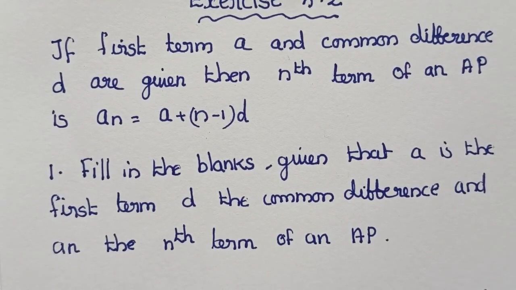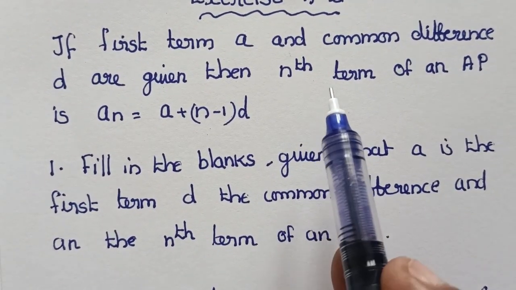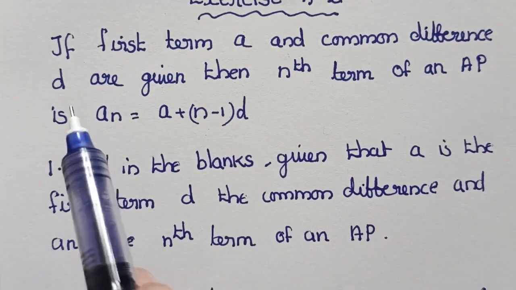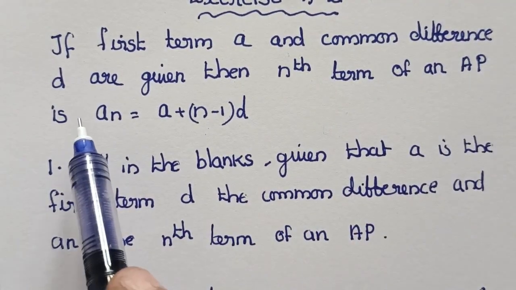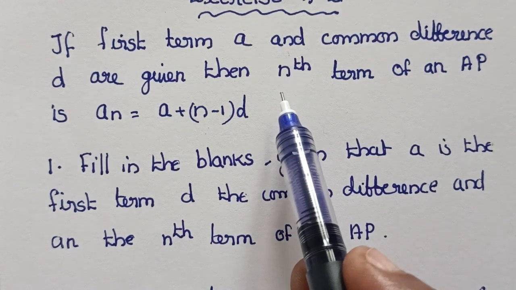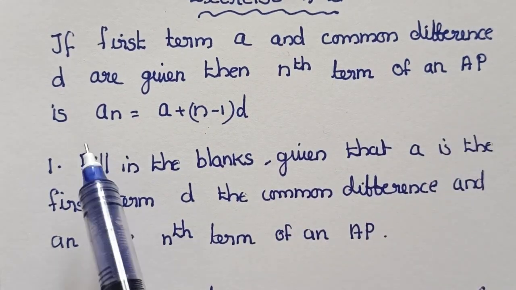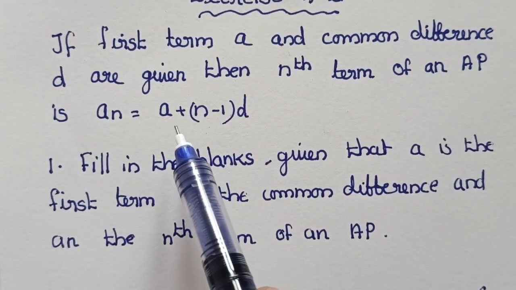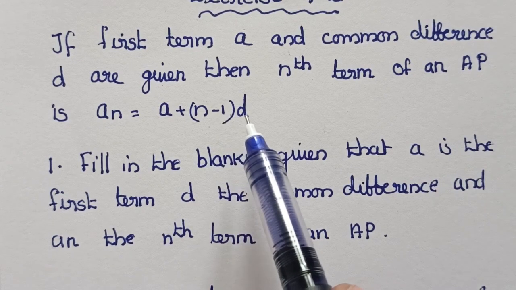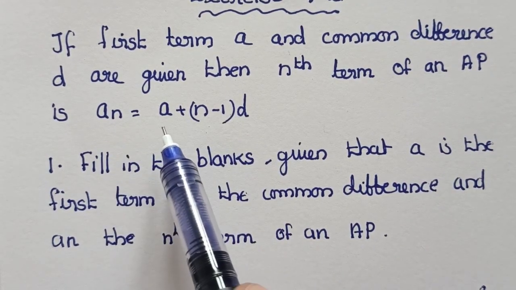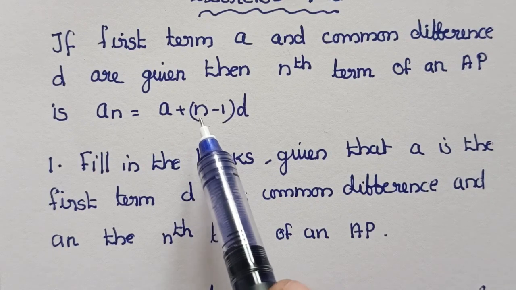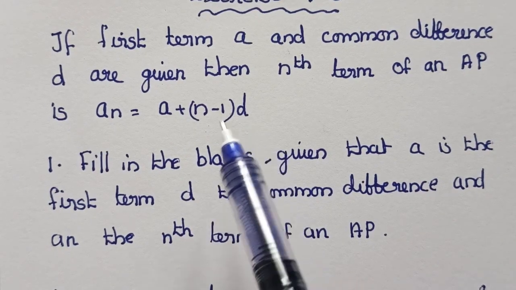Hello students, today we are going to study exercise 5.2. If the first term a and a common difference d are given, then the nth term of an AP is an equal to a plus n minus 1 into d. an is the nth term, so nth term equals a, the first term, plus n minus 1 into d.